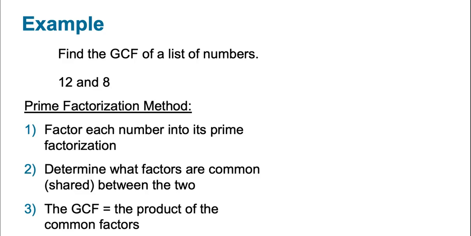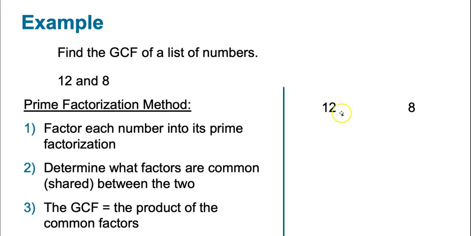There's different ways to do this, but one way is called the prime factorization method. Let's use this method to find the GCF of the two numbers 12 and 8. The first step is to write each number into its prime factorization, which means write it as a product of prime numbers.